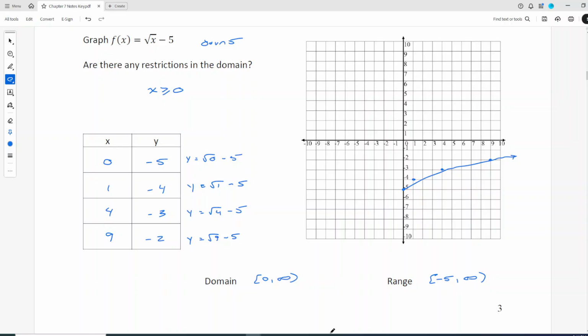I want to call these transformations, but that's such a Math 60 word. So just practice this type of graph and then come back and watch the next video where we're going to move it maybe left and right. Awesome.